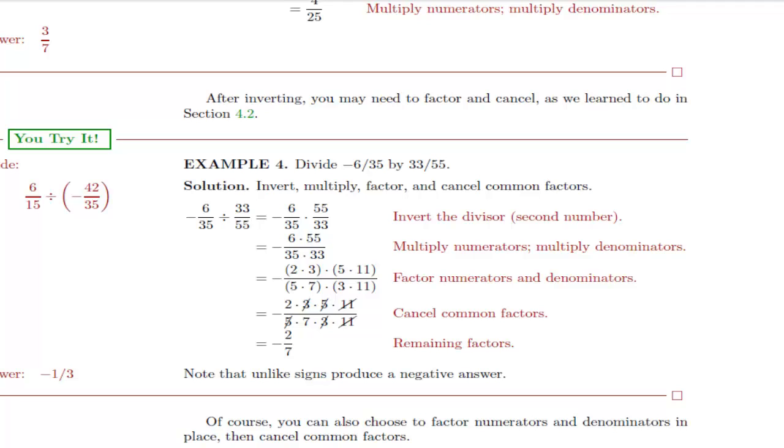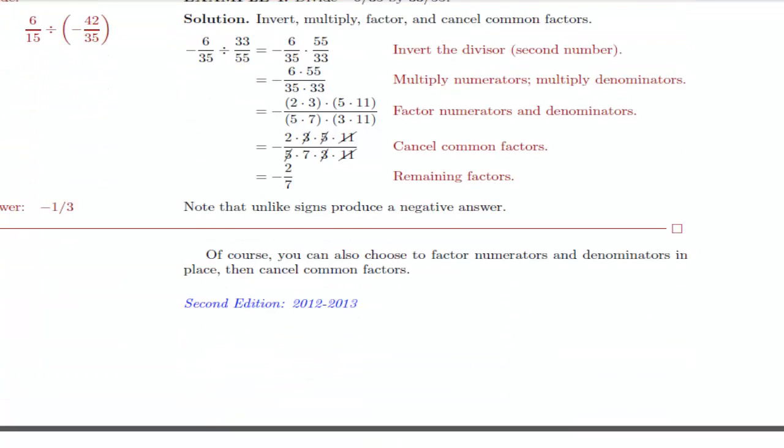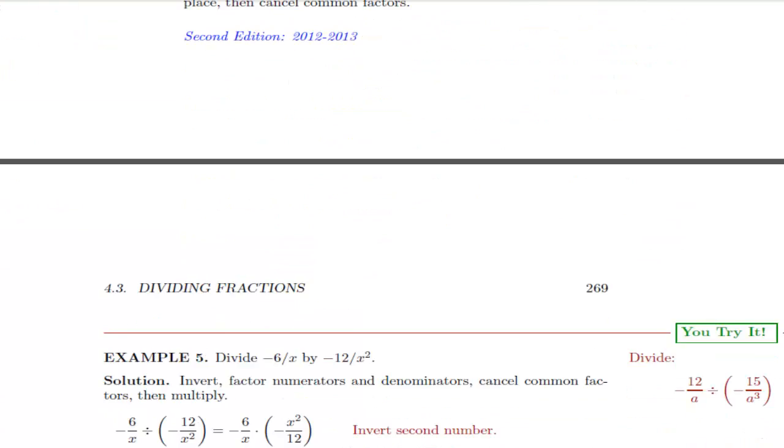And in the denominator, the factors of 35 are 5 and 7. The factors of 33 are 3 and 11. Now we'll cancel what's common. There's a 3 in common, 11 in common, and a 5 in common. So we're left with 2 in the numerator and 7 in the denominator. And the negative remains because we have unlike signs in our numbers, so the result is negative. So the final result is negative 2 over 7. Of course, you can also choose to factor numerators and denominators in place, then cancel common factors.